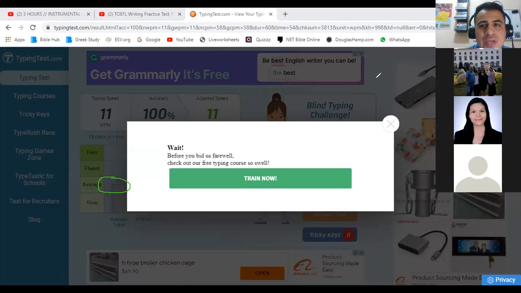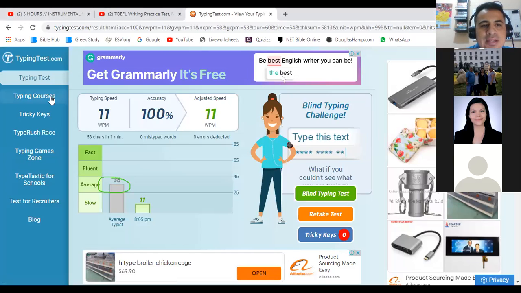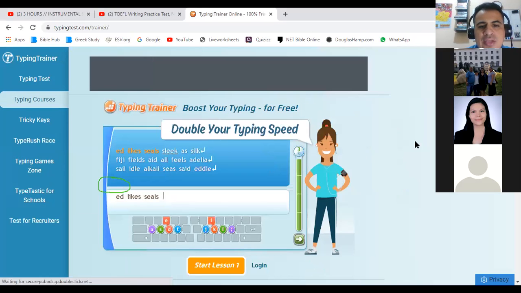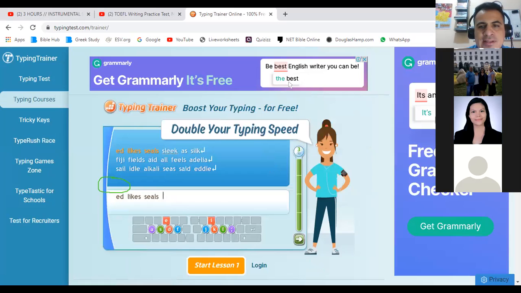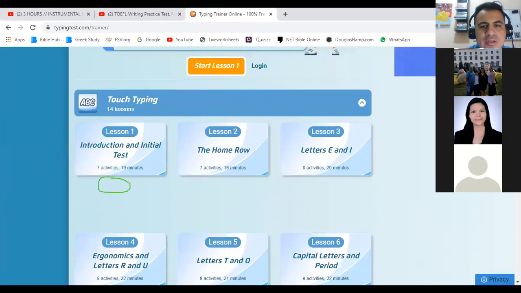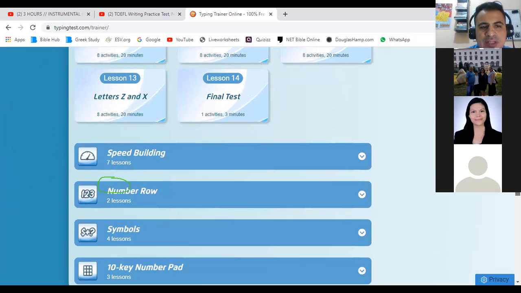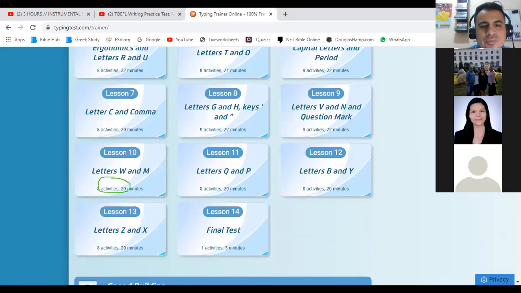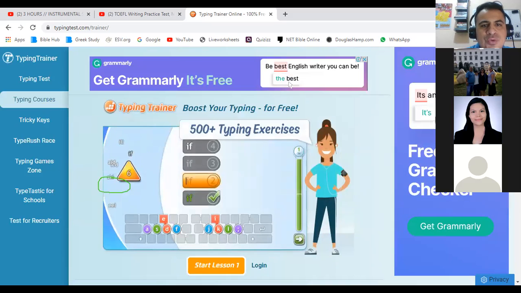Now, if you do not have the necessary average level, you can come and do a typing courses here, right? Typing courses. Vengan aquí. And you can do start lesson one, lesson two. Look, hay un gran montón de lecciones, okay? That you guys can do. So I recommend that you do some typing practice for this test, okay?